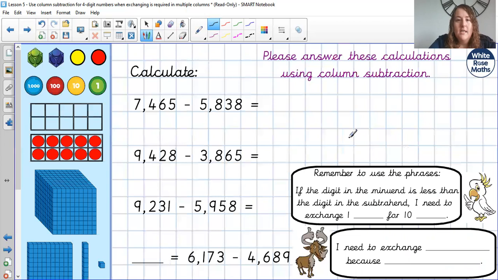Okay, your turn today then. You're going to have a go at these 4 calculations. Remember to use those phrases if they help you, but also just remember to make sure that you line up your boxes and your numbers correctly, because when we're crossing out and exchanging, it can get quite tricky if our numbers aren't quite in the right place. Then when you come back, we'll go through and mark the answers together. So pause here and good luck.